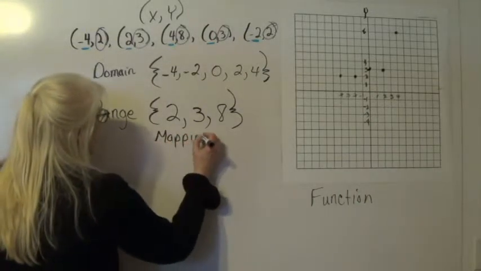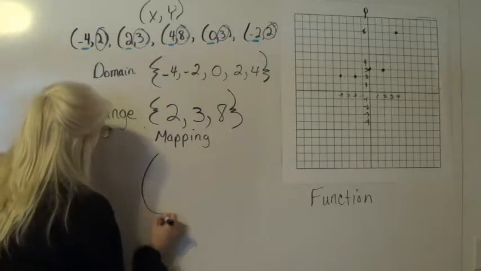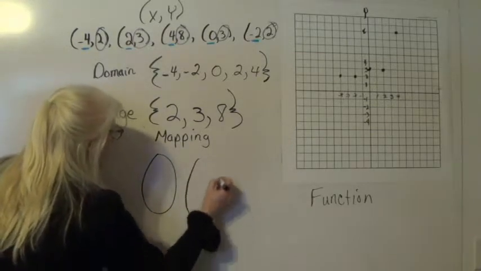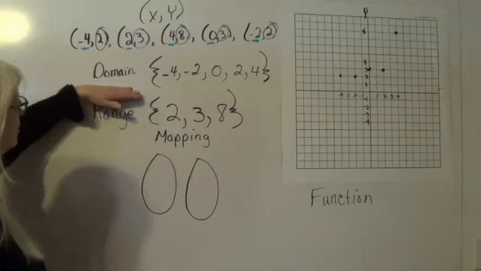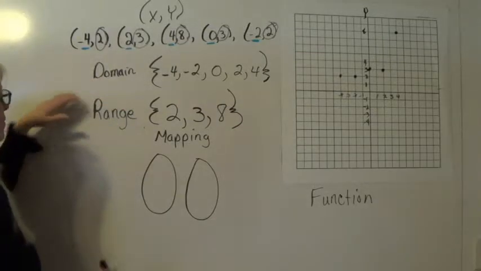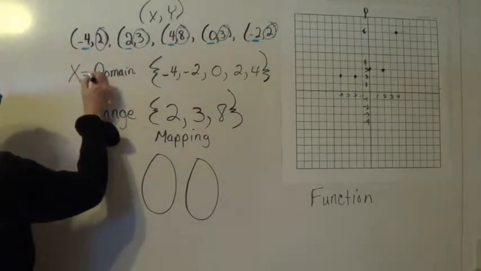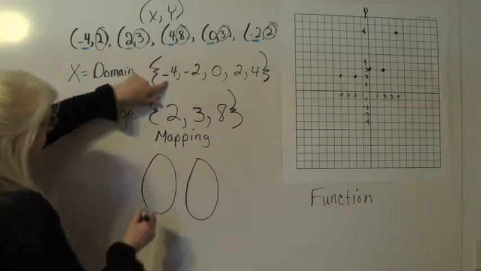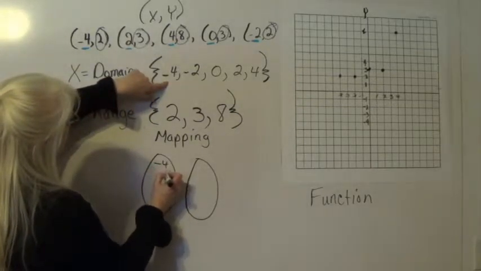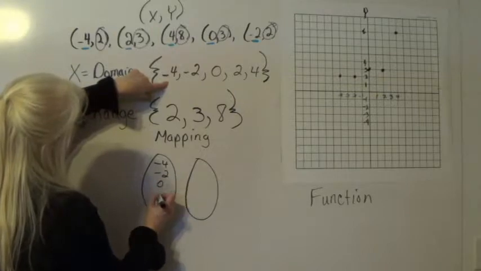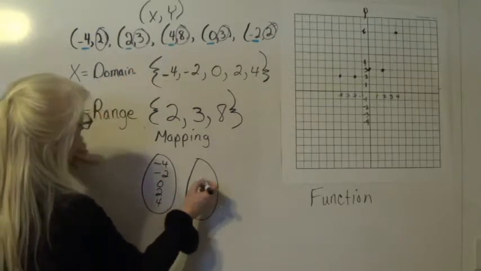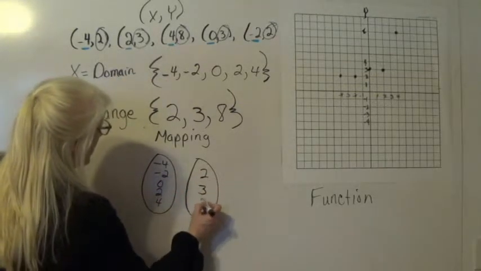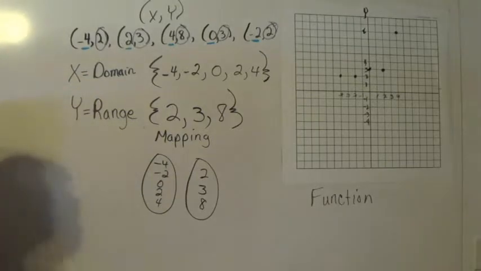So we're going to make 2 ovals. And we can go right on ahead from the domain list that we have of our x values and the range list that we have of our y values. We can go on ahead and just drop those in. And again, you drop them in numerical order. That was easy. And now I have to match them up.